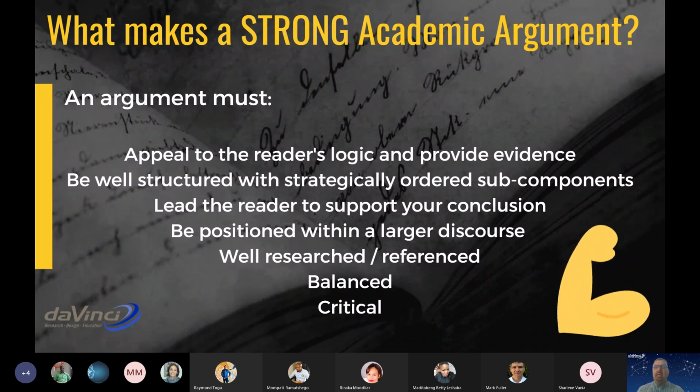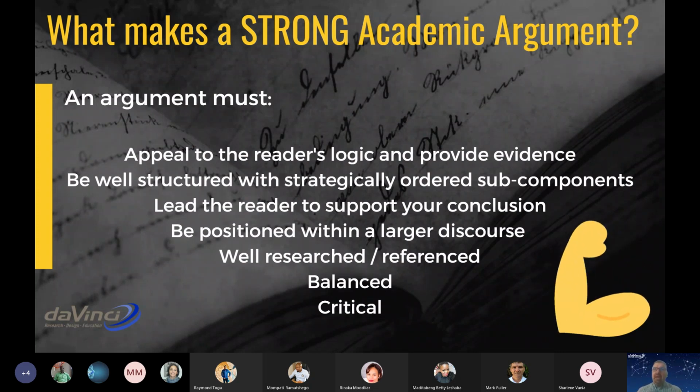The last thing there is it has to be critical. So a part of producing a balanced piece of writing is also critiquing. So again, coming back to the work that a postgraduate student does in a literature review, the first job is to find the sources. The second job is to critique the sources. So what is there, what is missing?